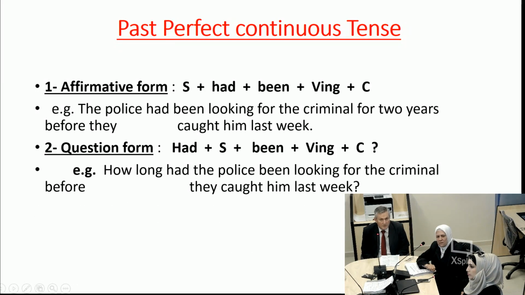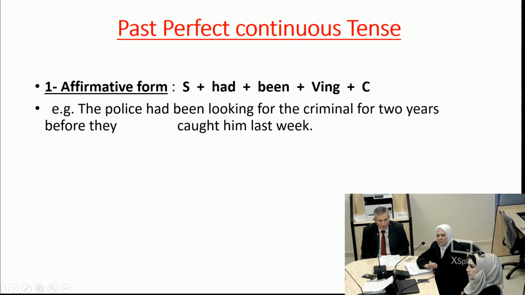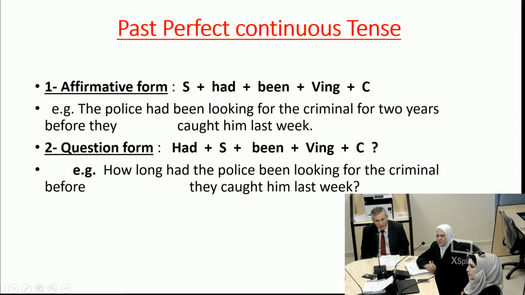So the police started looking first. They took time, and then they caught him. Catching him came later. The looking for was first, so we put it in the past perfect continuous. It took a long time, 2 years. Now, question form: had, subject, been, verb ing, and the complement. For example, how long had the police been looking for the criminal before they caught him last week?